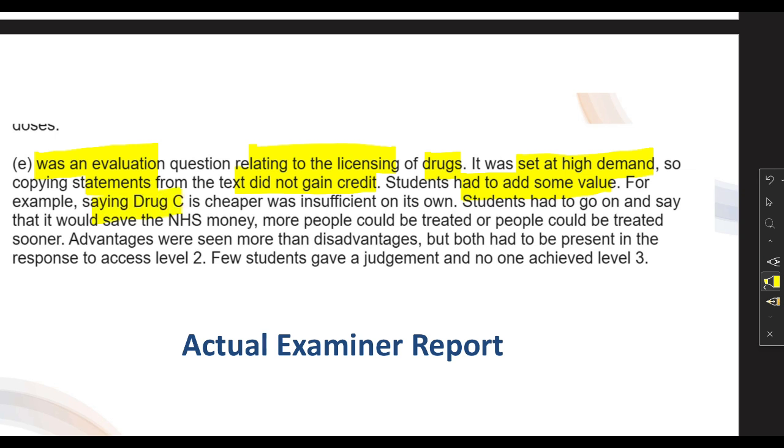For example, saying drug C is cheaper was insufficient on its own. Students had to go on and say that it would save NHS money, that more people could be treated, or people could be treated sooner. Advantages were seen more than disadvantages, but both had to be present in the response to access level 2. For level 3, only a few students gave a judgment, but no one achieved a level 3.